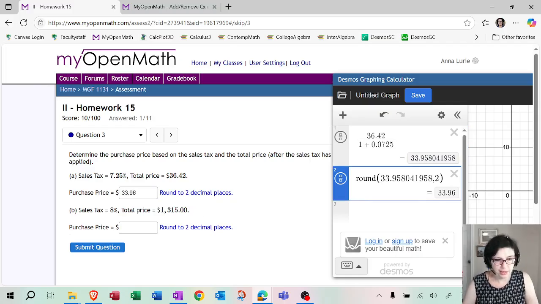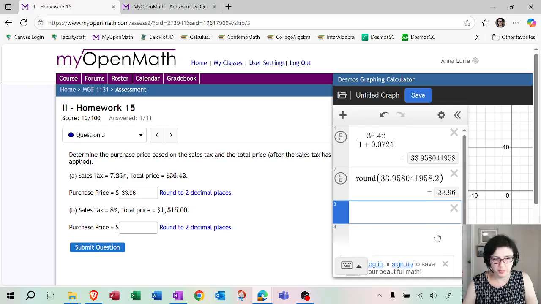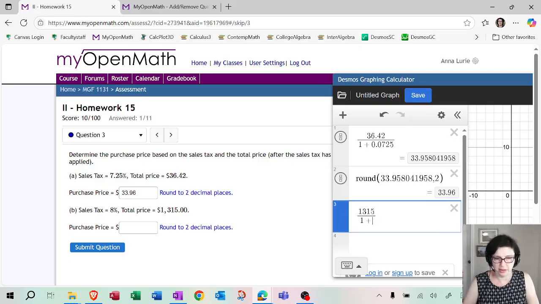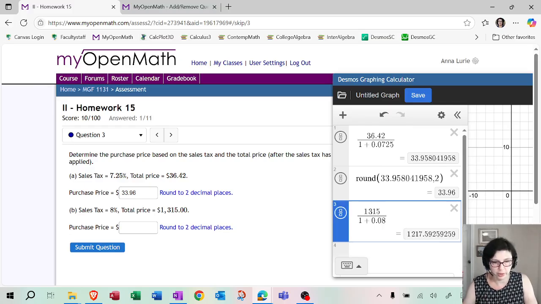Now, the last question, part B here, would be similar. So we're going to take the total price, and then we're going to divide it by 1 plus the sales tax. But don't divide it by a sales tax of 8, because that's 8%. So you had to convert it to a decimal, and that becomes 0.08 because you divide it by 100. Okay, and so it looks to me like that's 1217.59.